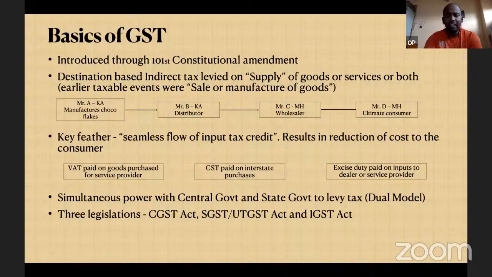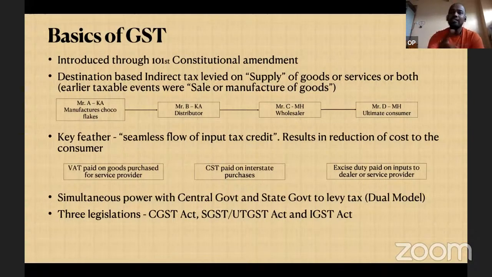Next key item, why GST was necessary: seamless flow of input tax credit. In the earlier pre-GST regime, there were multiple types of taxes paid by different persons. Let us take an example of a dealer who is situated in Karnataka. The dealer will be purchasing the goods from a manufacturer. When the manufacturer raises the invoice on the dealer, he will be charging two types of taxes.